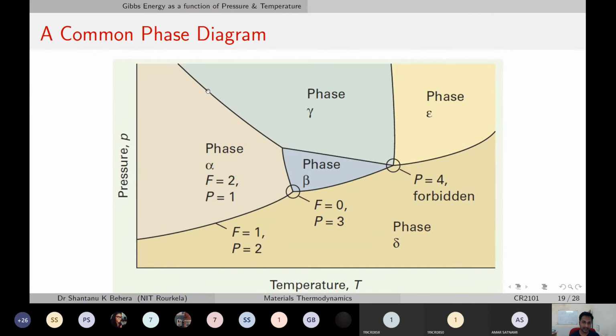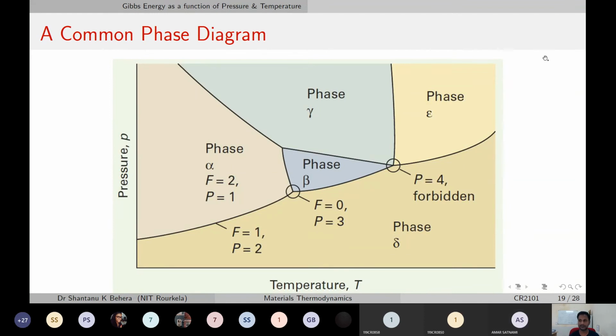This is a single phase. This is two phases. All of this line is two phases. This is again a single phase. This is single phase. All of this line is two phases. Again single phase. This line is two phases. Two phase. Two phase. This point is three phases.